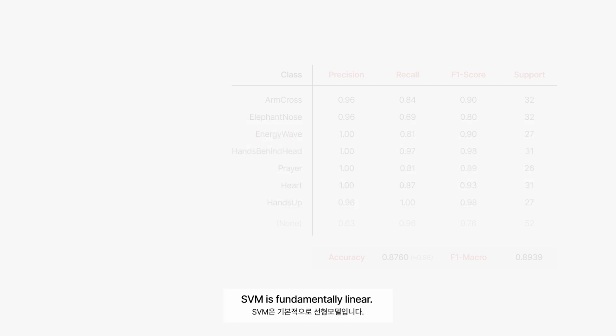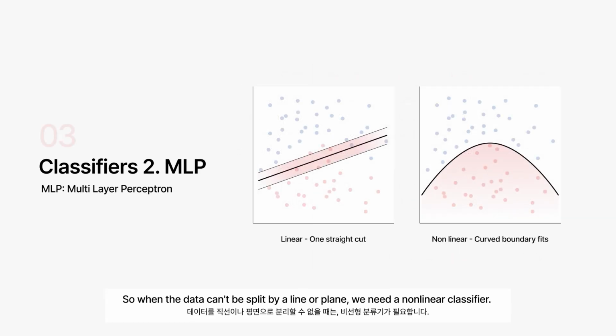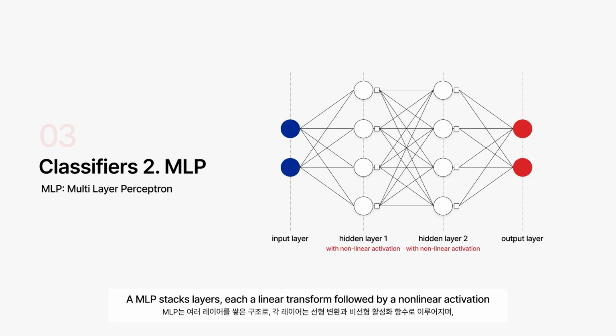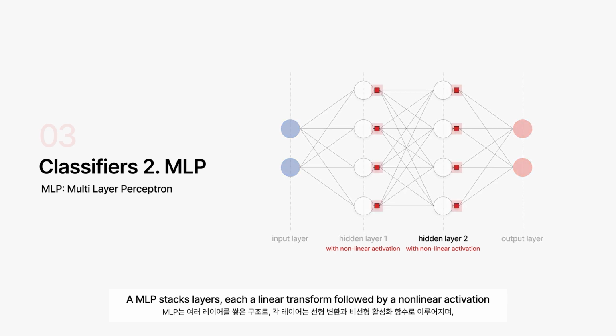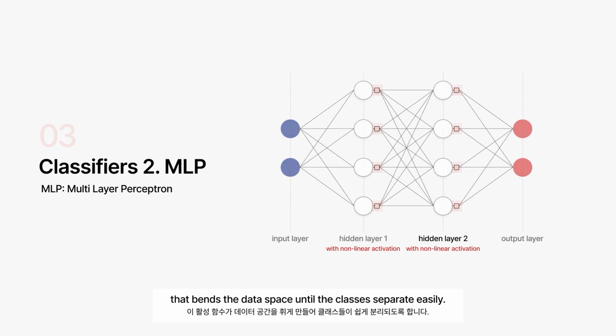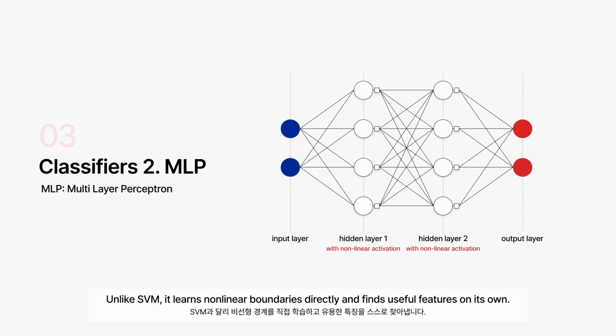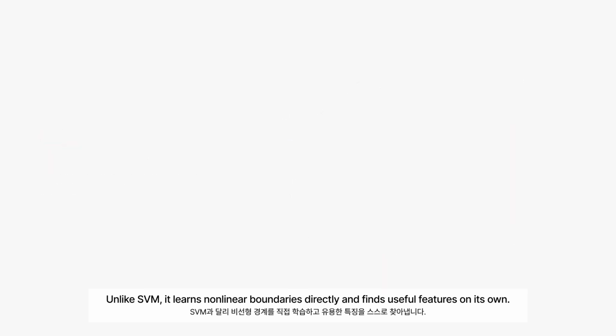SVM is fundamentally linear, so when the data can't be split by a line or plane, we need a nonlinear classifier. In an MLP's hidden layer, a linear transform followed by a nonlinear activation bends the data space until the classes separate easily. Unlike SVM, it learns nonlinear boundaries directly and finds useful features on its own.